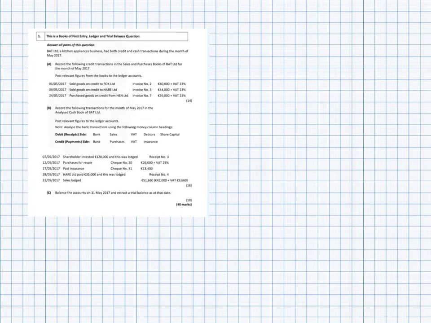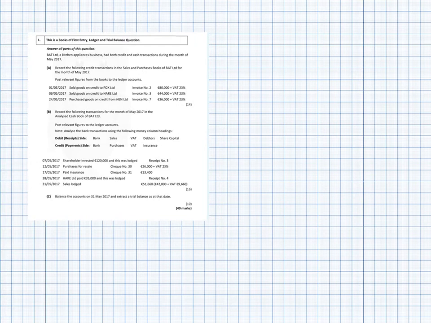So we're just going to look at this question. It's books of first entry, ledger and trial balance. The start of this question is fairly easy, so it's where a lot of the marks can be picked up. The first thing you're asked to do is to record the transactions in a sales and purchases book for BAT Limited.